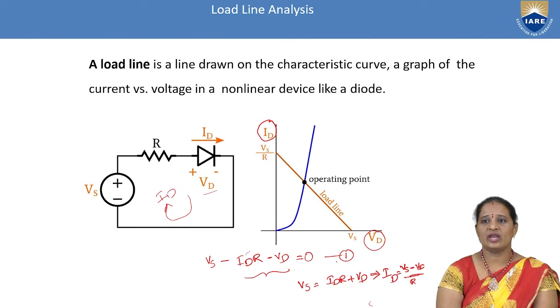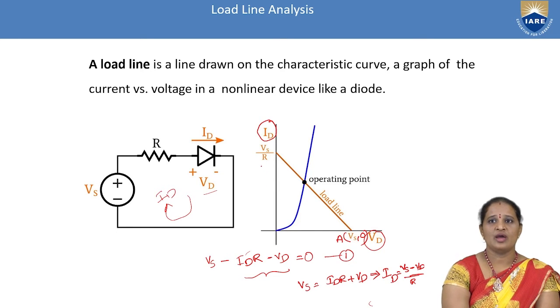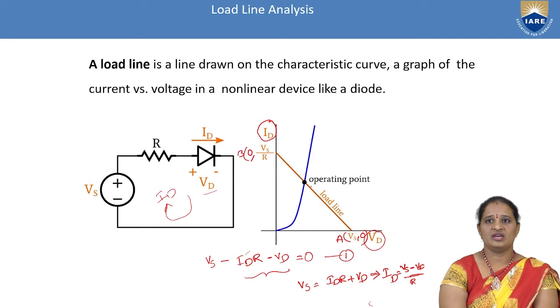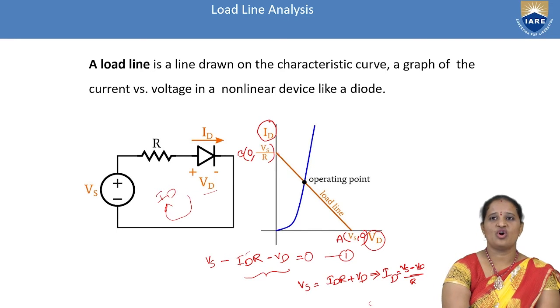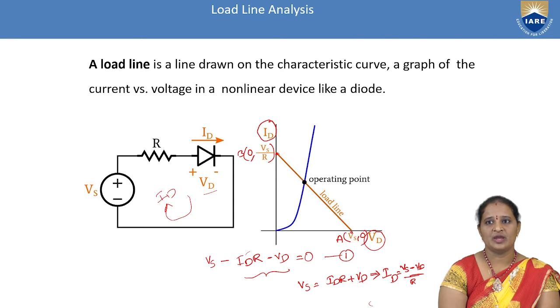Now just locate them on the characteristic curve. Here this is point A, on the x-axis, where the y-coordinate value is 0, that is Vs comma 0, and this is point B where the x-coordinate value is 0, that is 0 comma Vs by R. Now join these two points. This is point B and this is point A. By joining these two points, I can draw a straight line.